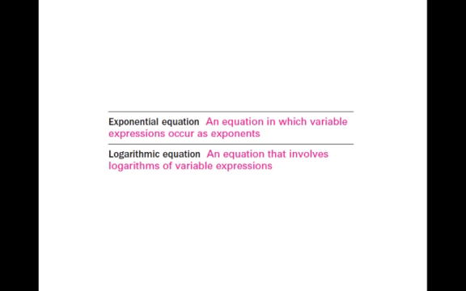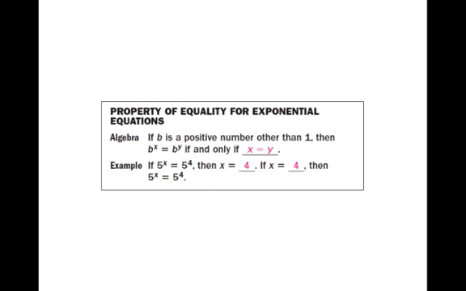An exponential equation is an equation in which variable expressions occur as exponents. So you have to have a variable as an exponent. A logarithmic equation is an equation that involves logarithms of variable expressions. So you have to be taking the log of something with a variable.